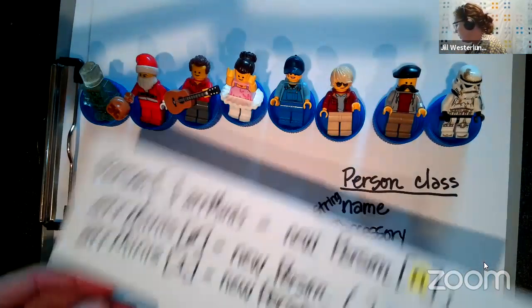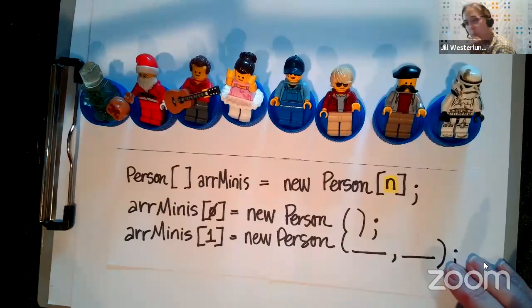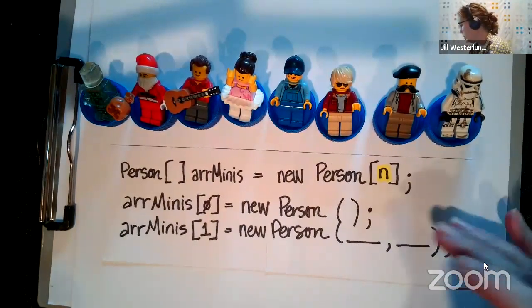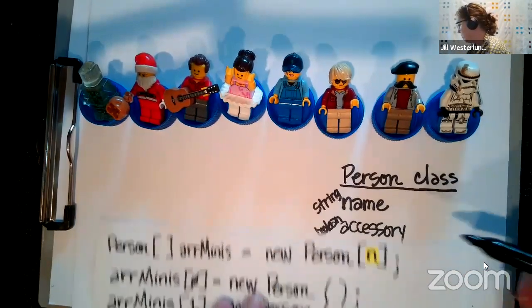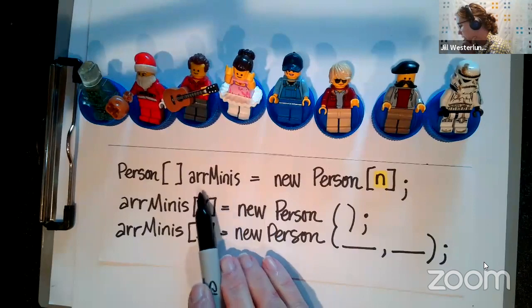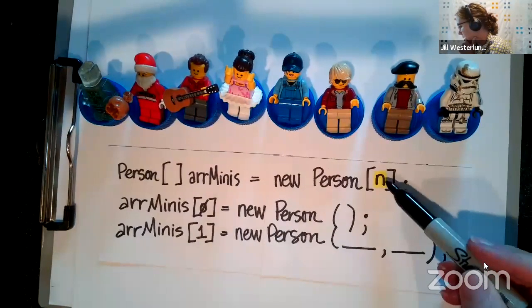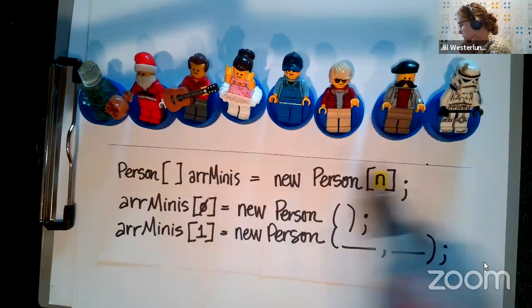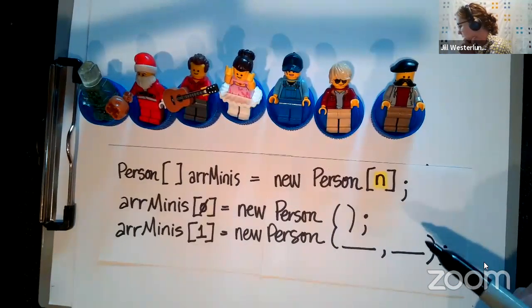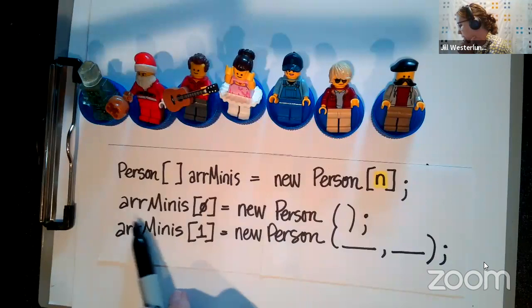So here is how this would look if we were making an array for the person class. Remember, there's our class, private instance variables. So here's where we're declaring the array. And I just called it array of minis. And I put in here to represent number. We would have 8 if we decided to take him out. We would just have 7.